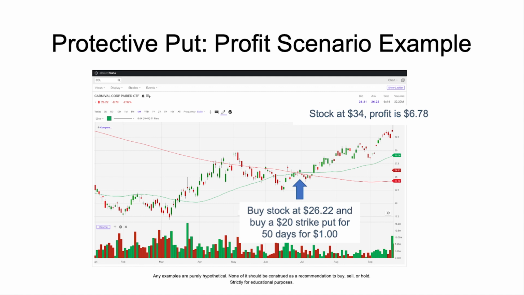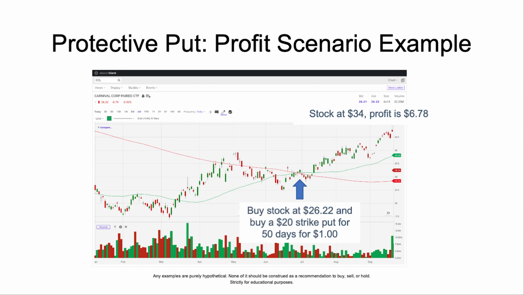In a profit scenario, if the stock were to rise, that's really the best case scenario for us. That's what we want to happen. And so let's say that later on the stock is at $34. At $34, we have made money because we bought the stock at $26.22. Remember, though, that we paid $1 for protection. So our profit here is $6.78.